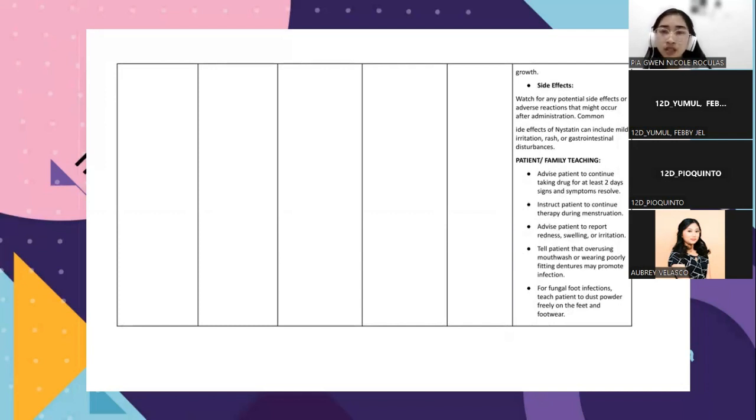Next is the patient family teaching. So advise patient to continue taking drug for at least 2 days after signs and symptoms resolve. Next is instruct the patient to continue therapy during menstruation. So okay lang mag-take ng medicine during menstruation para mas gagana yung drugs. Next is advise patient to report redness, swelling, or irritation. So we really have to do that in patient teaching or family teaching para malaman natin if ano yung mga naging side effects ng drugs.